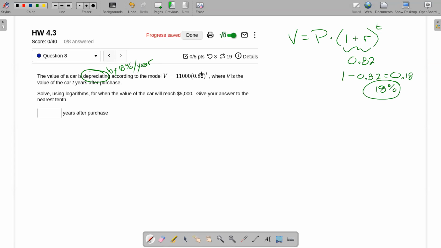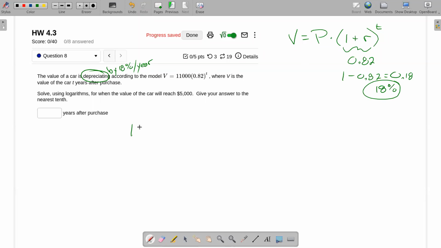Okay, because that is under 1. How much under 1? 18% under 1. That means we lose 18%, we keep 82% of the value. The original value of the car was $11,000. Now we want to know, when will the value of the car reach 5,000?